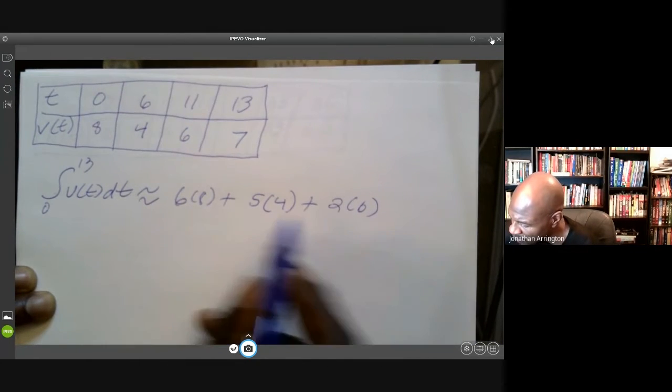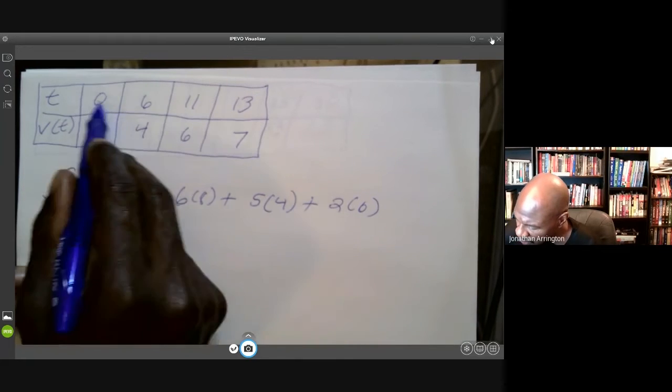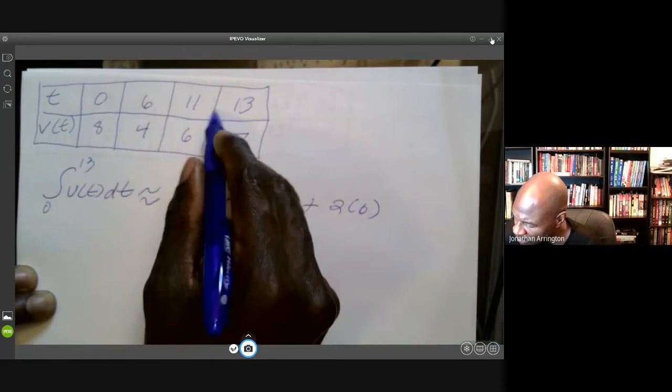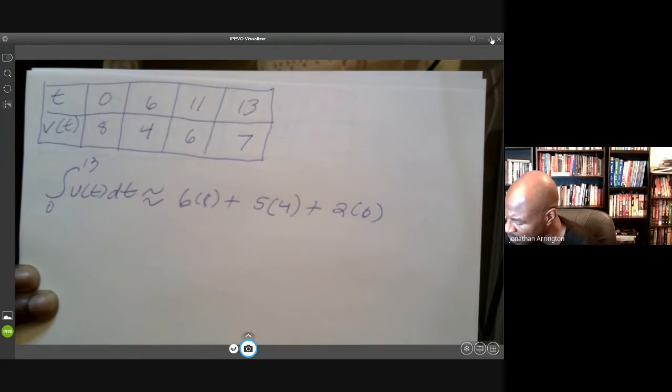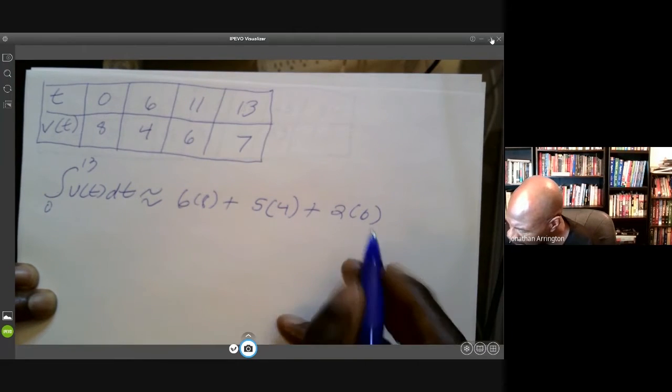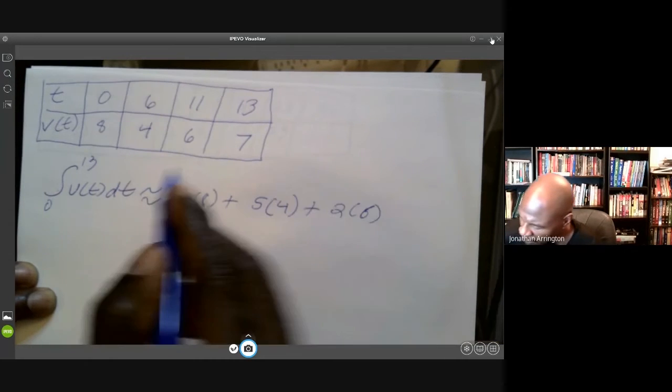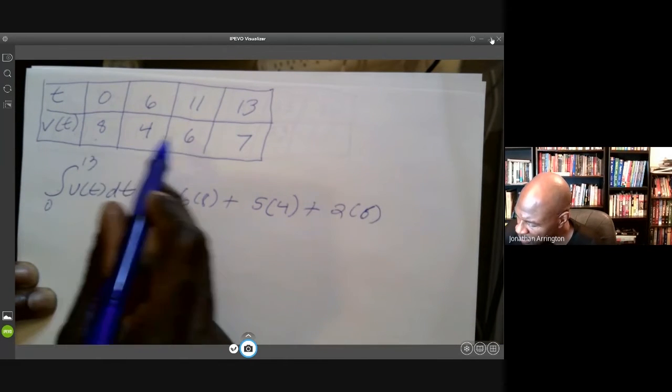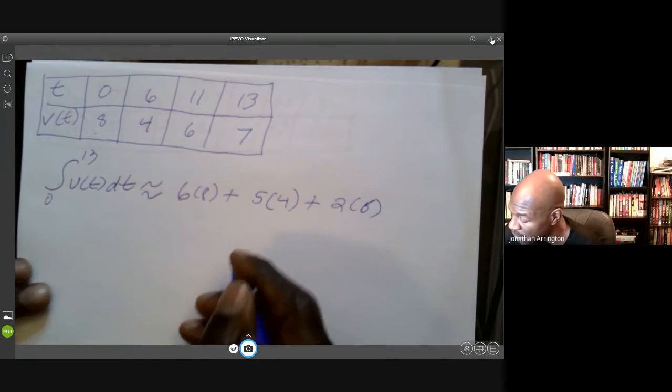So notice the widths of each subinterval, 6, 5, and 2, are just the differences of the t values, or the independent variable, in each subinterval. And then the heights that I use, 8, 4, and 6, are every number except for the last number, as we do for a left Riemann sum.